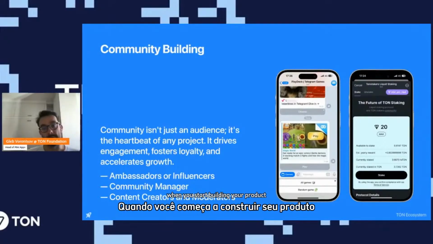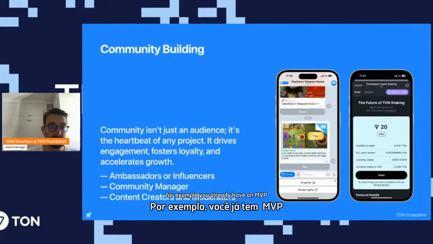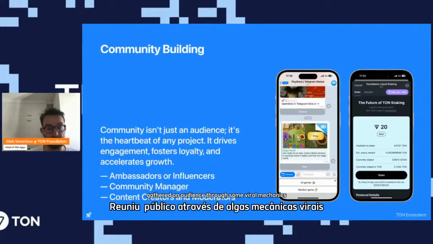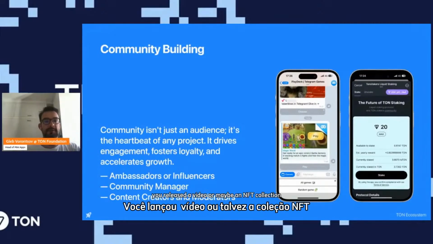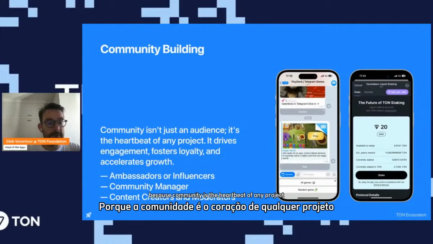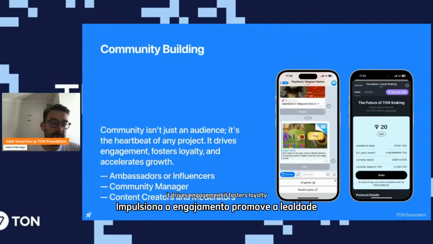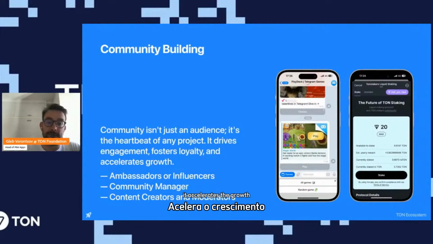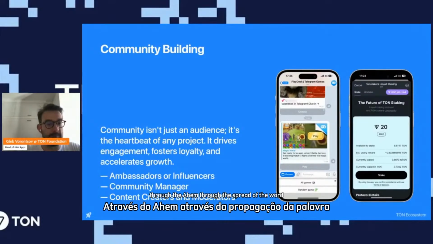When you start building your product, for example, you already have an MVP, or you gathered an audience through some viral mechanics like Dropbox did. For example, you released a video or maybe an NFT collection, and you start attracting a new audience. And that is crucial because community is the heartbeat of any project. It drives engagement, it fosters loyalty, it accelerates the growth, and it helps to engage new users and acquire new users through the spread of the word.